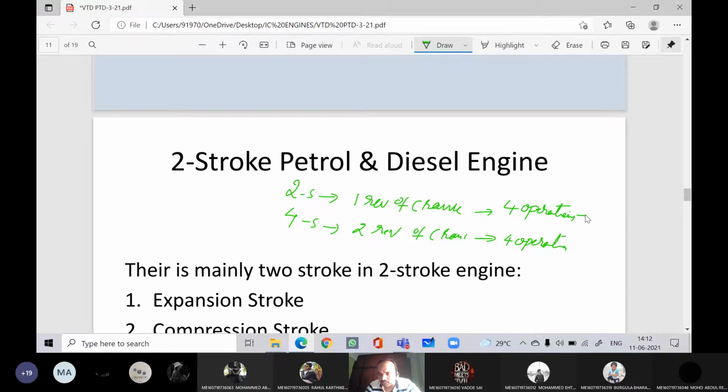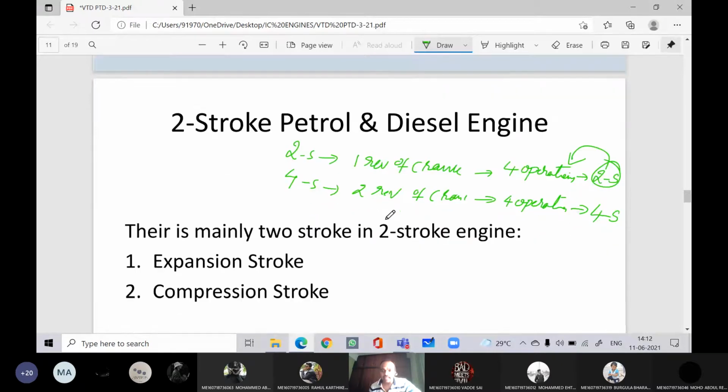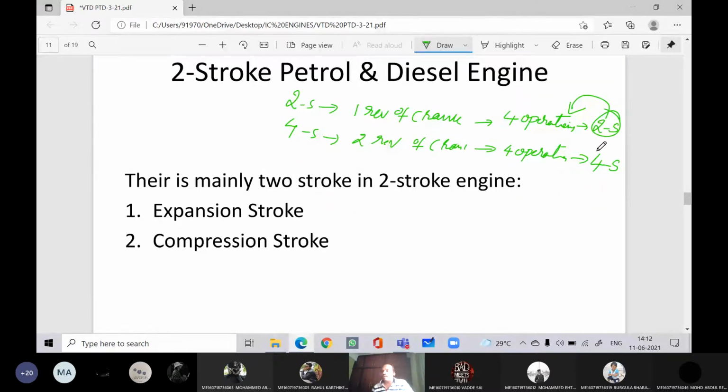How many strokes are there for two-stroke? We have only 2 strokes, whereas in a four-stroke engine, we have 4 strokes of the piston. Now in a two-stroke engine, within these 2 strokes, the 4 operations have to be completed. I'll explain in detail. So basically in a two-stroke engine, we have only 2 strokes, and within these 2 strokes, 4 operations need to be performed. In these 2 strokes, we can say expansion and compression, but internally suction and exhaust are also happening. How, I'll show you.